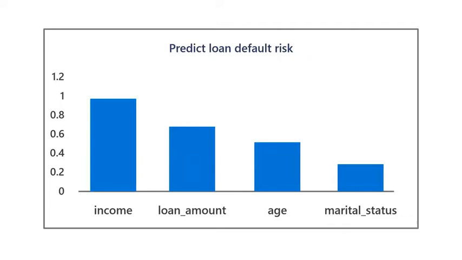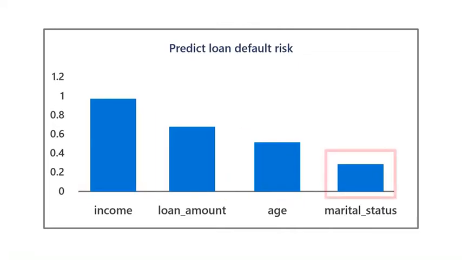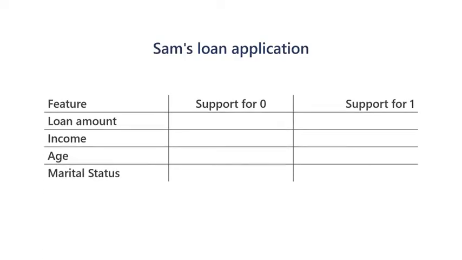It's clear from these values that in respect to the overall predictions generated by the model for the test dataset, income is the most important feature for predicting whether or not a borrower will default on a loan, followed by the loan amount, then age, and finally marital status. Local feature importance measures the influence of each feature value for a specific individual prediction. For example, suppose Sam applies for a loan which the machine learning model approves by predicting that Sam won't default on the loan repayment. You could use an explainer to calculate the local feature importance for Sam's application to determine which factors influence the prediction.